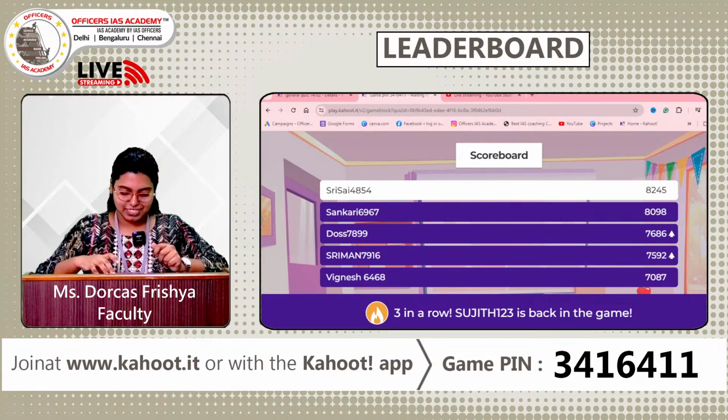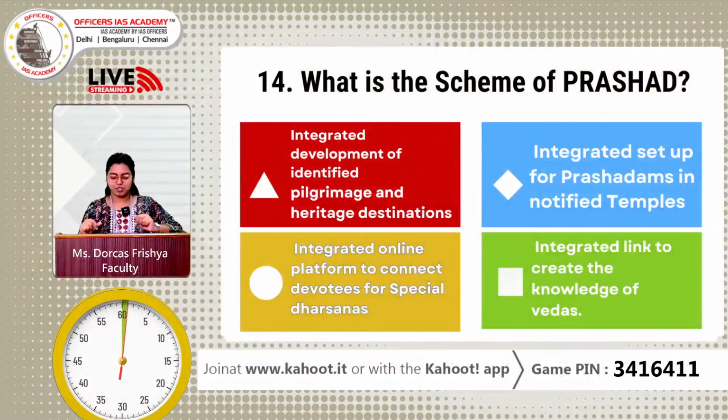Okay, second last question of the day. Question number 14 on your screen. What is the scheme of PRASHAD? A. Integrated development of identified pilgrimage and heritage destination. B. Integrated setup for prashadams in notified temples. C. Integrated online platform to connect devotees for special darshanas. And D. Integrated link to create the knowledge of Vedas.